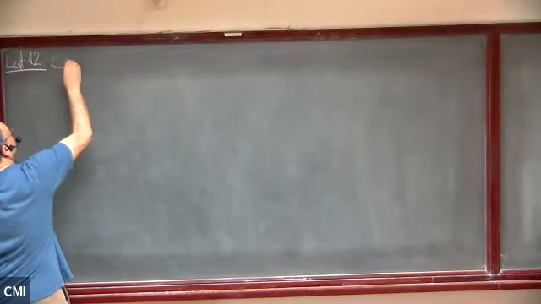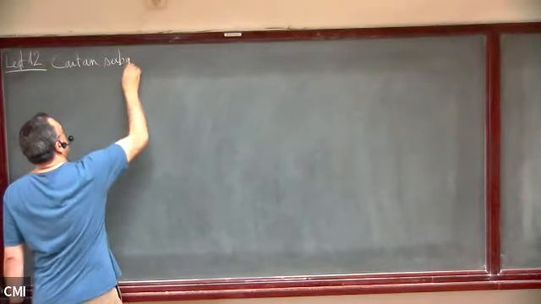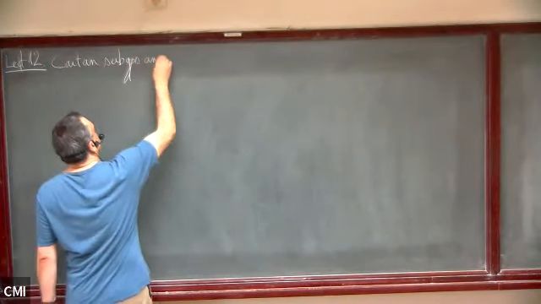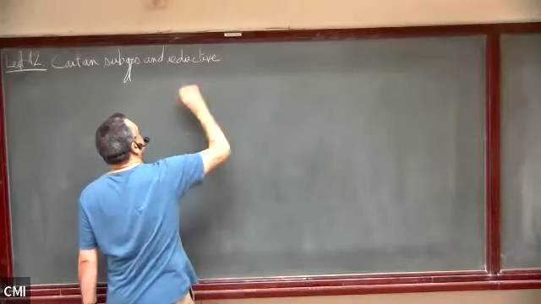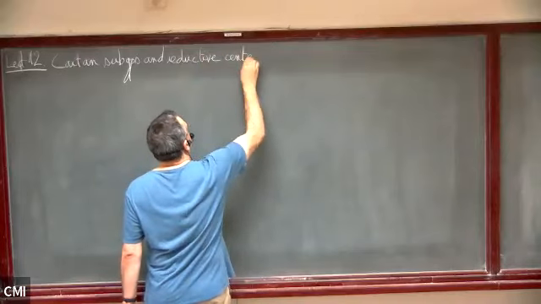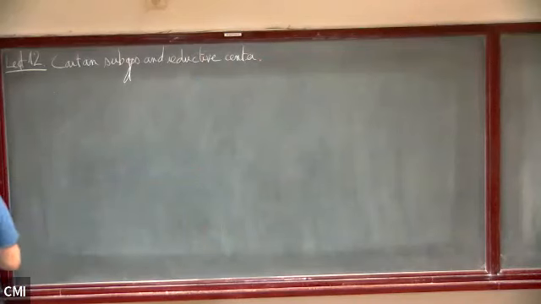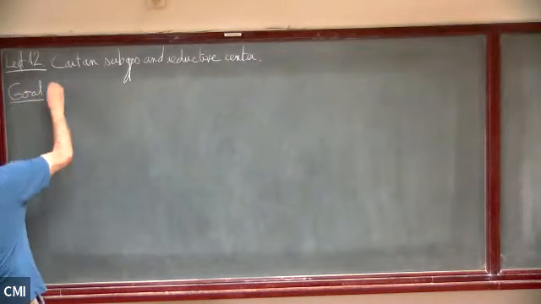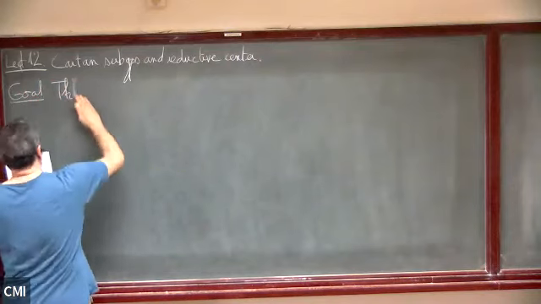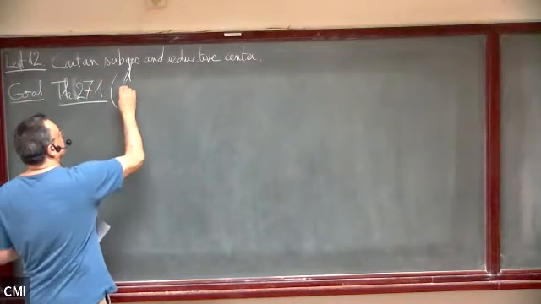Whose title is Cartan subgroups and reductive center. And so the goal is the following theorem, which is due to Grothendieck.